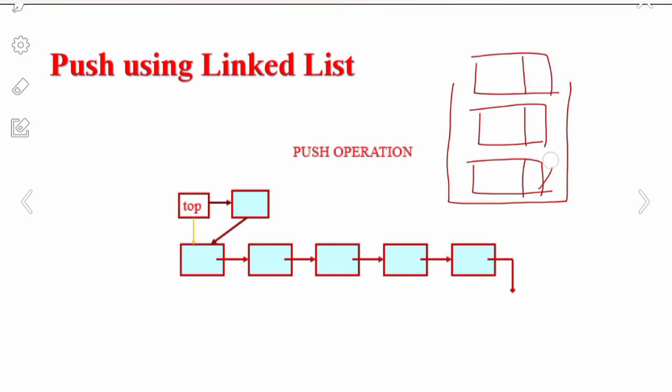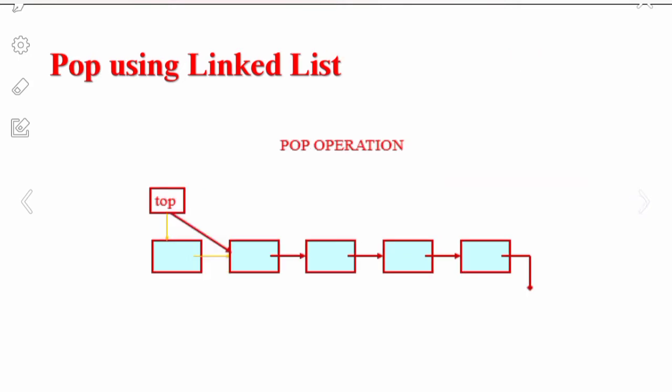Okay, so here there is a link between the first node and the second node, and the second node and the third node. The top is pointing to the top of the stack, that is, the third element. Whenever we push elements to the stack, they will be stored in this format. Here top is pointing to the last node that has been pushed to the stack.